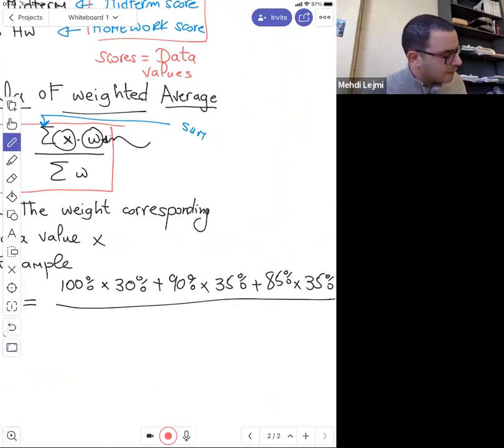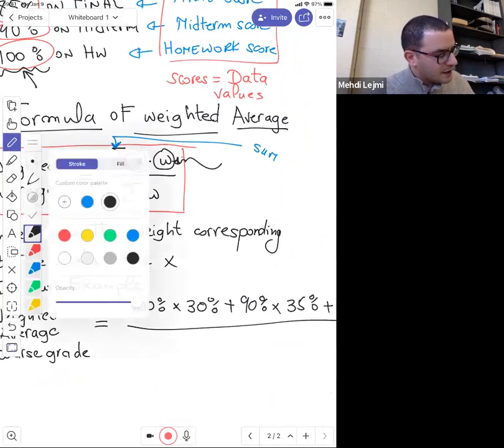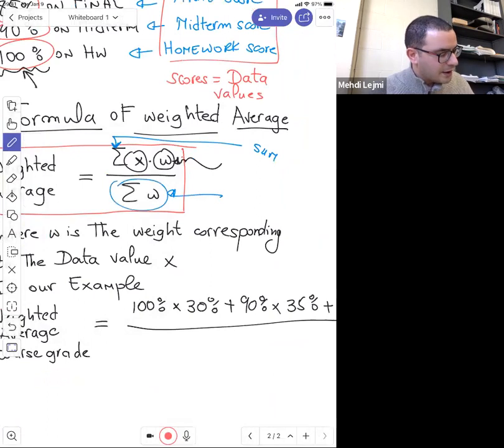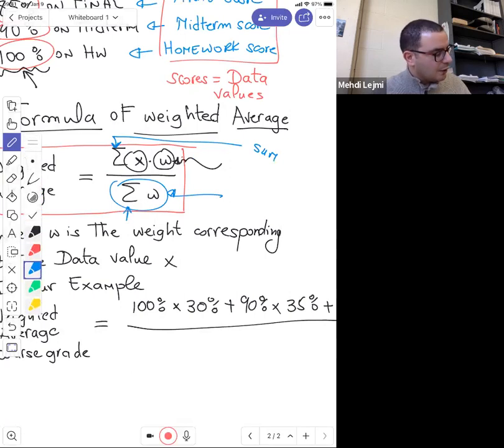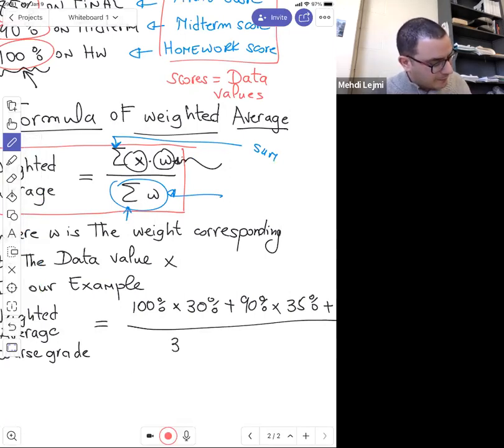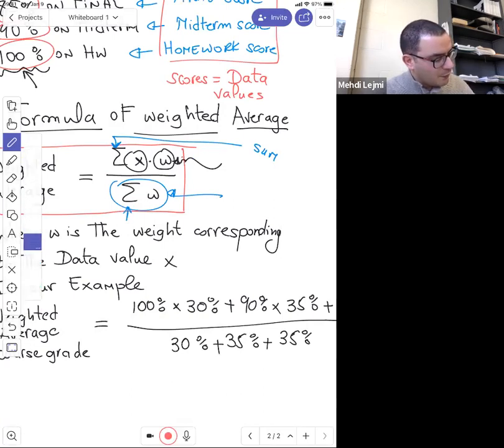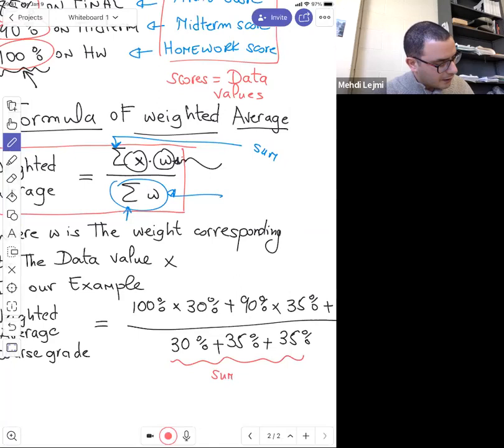Over, and then we are supposed to divide by the denominator, which is the sum, this capital sigma. So we have the sum of the W's. W's are the weights, so we take the sum of the weights. The weight of the homeworks is 30%, plus the weight of the midterm, 35%, plus the weight of the final, 35%. This is just the sum of the weights.